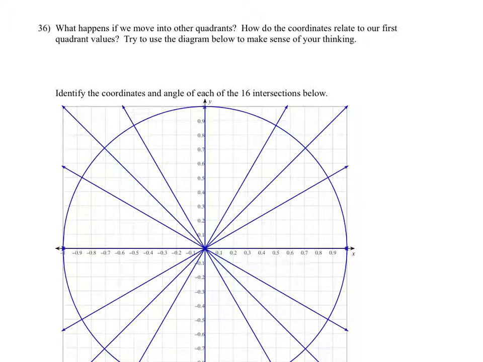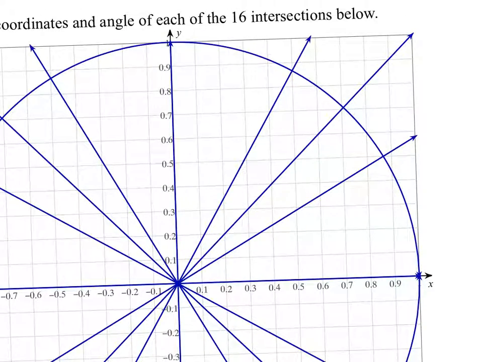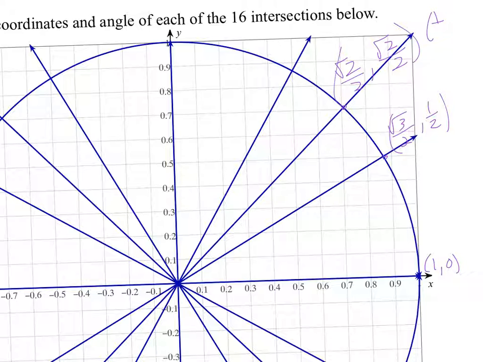When we get onto number 36, we're beginning to look at this as a whole universe and not just the first quadrant. I'm going to add in the coordinates we already know. That's (1, 0). That's going to be (square root of 3 over 2, 1/2). That's going to be (square root of 2 over 2, square root of 2 over 2). Also acceptable there would have been 1 over the square root of 2, 1 over the square root of 2. Here we've got (1/2, square root of 3 over 2). And up top we've got (0, 1).